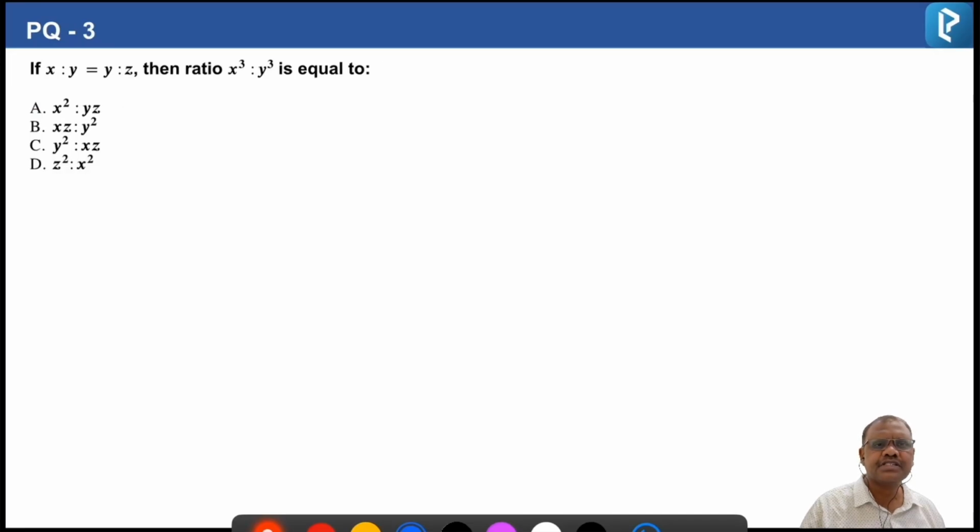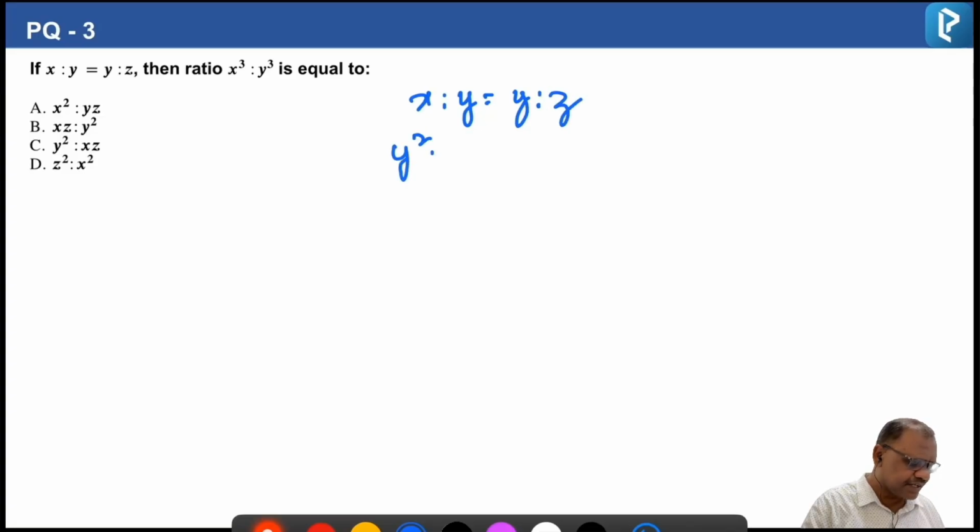Next, moving to the third question. X is to Y is equal to Y is to Z. So here three terms are in proportion, X, Y and Z. When the three terms are in proportion, if you apply the rule of proportion, so what do you get? When X is to Y is equal to Y is to Z, Y square is equal to XZ.